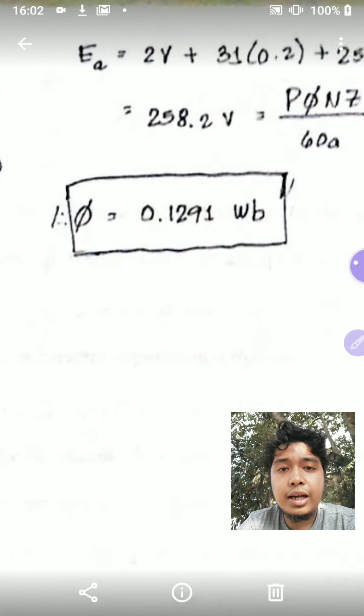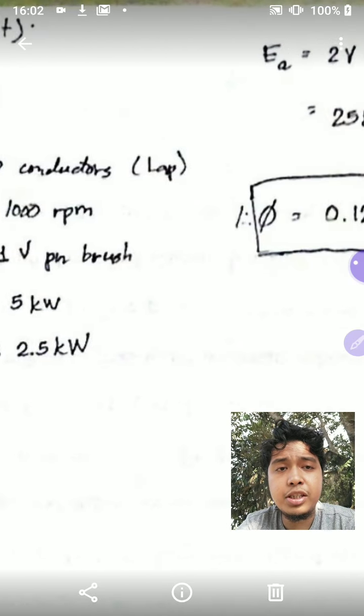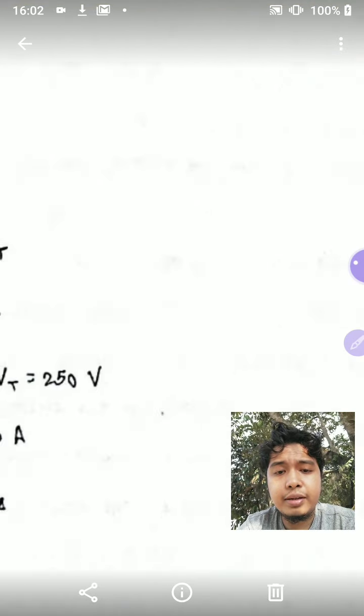Now, how do you solve for the flux per pole of this machine? Well, it's related to the induced voltage at the armature. So for the induced voltage of the armature, we can perform KVL. It's basically 250 volts here plus the voltage drop here, which is 31 times 0.2, plus the 2 brushes.